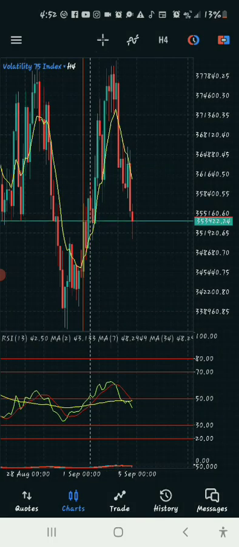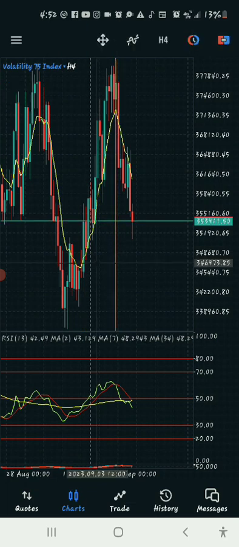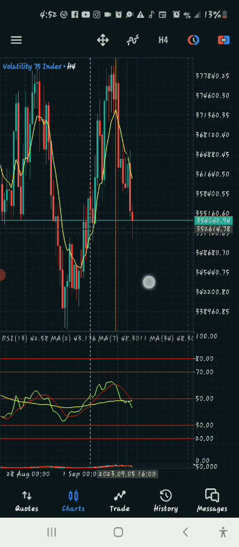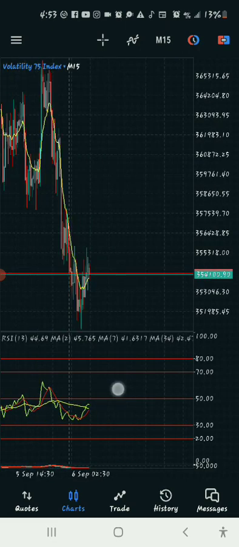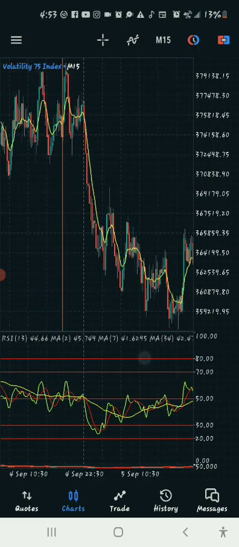Then let me mark here. Once you see that the 4 hours is on an uptrend or a downtrend, currently it is on a downtrend, what do you do next? You go to your 15 minutes, bro. Once you go to your 15 minutes, you look for a divergence.